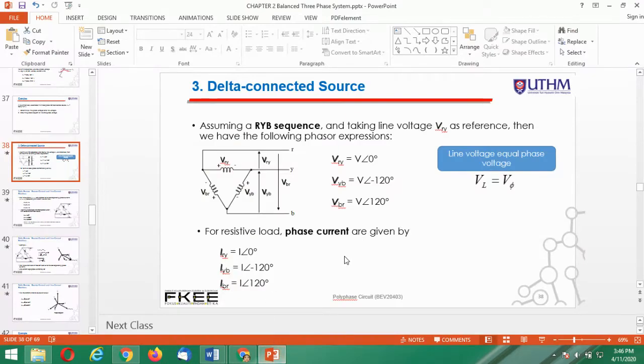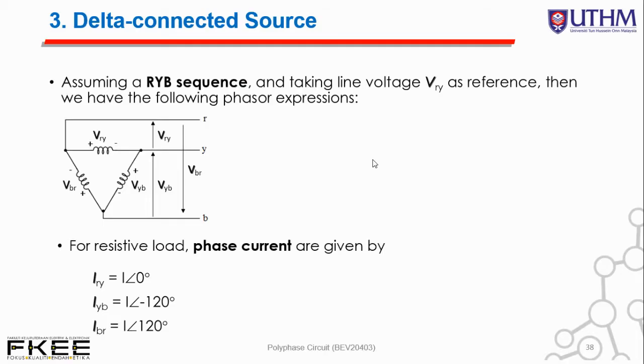So let us continue with subtopic number 3 on delta connected source. So let us assume this RYB sequence and taking line voltage VRY as a reference. Then we have the following phasor expressions.